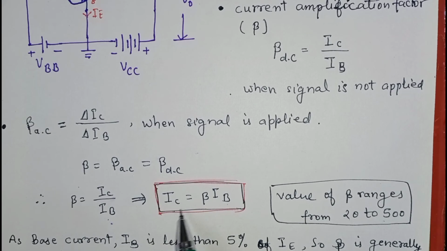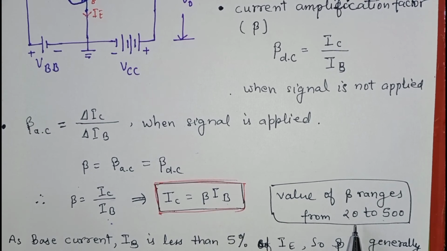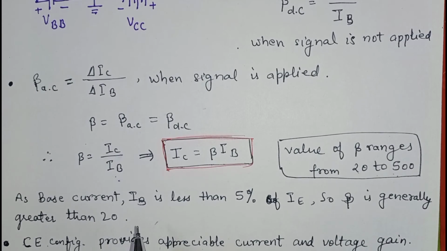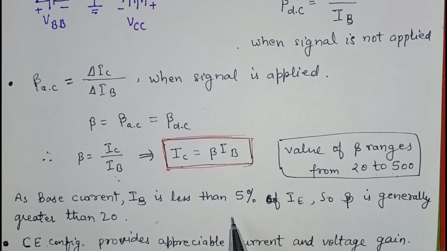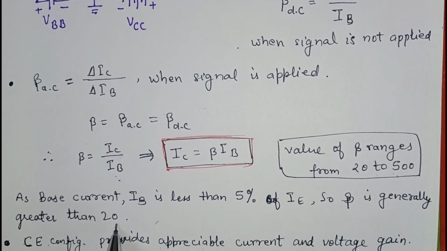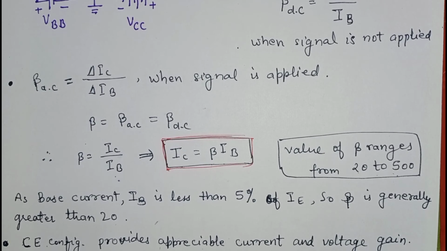According to this equation, IC will be equal to beta IB, and this IC is only due to majority charge carriers, and the value of beta ranges from 20 to 500. As we know, IB is always less than 5% of emitter current because only 5% of the majority charge carriers combine in base region. That's why the current is very less, means IB is very less. That's why beta is always greater than 20. Also, CE configuration gives an appreciable current and voltage gain.